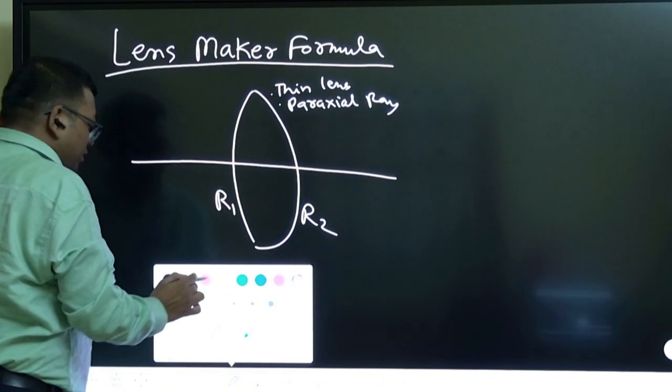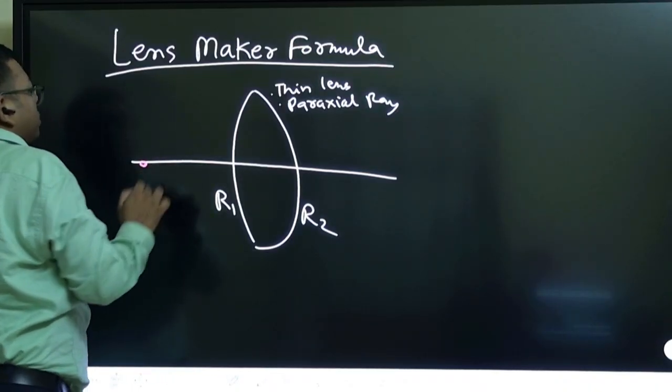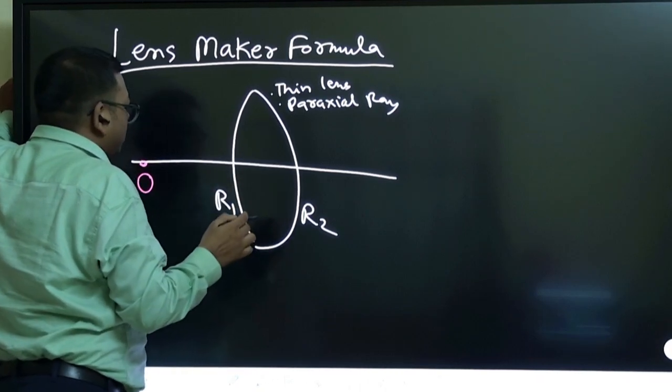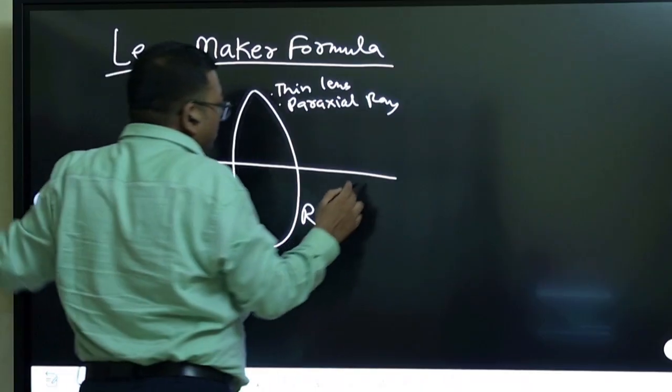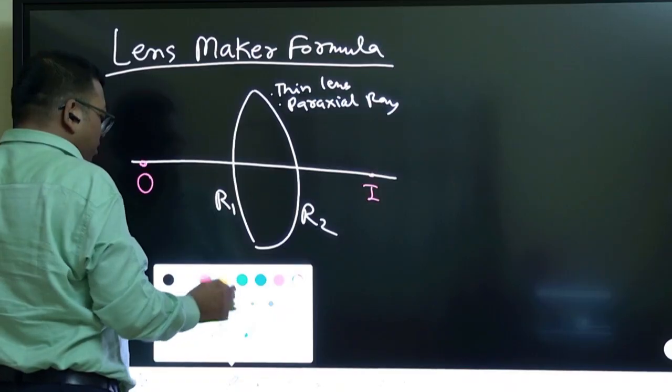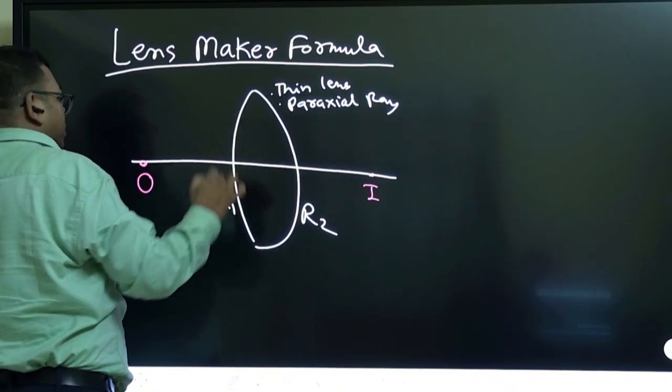So let us consider some object here and try to make an image. The final image will come somewhere here. This is the final image. Intermediate images will come as well. So let us take the first refraction through this surface.